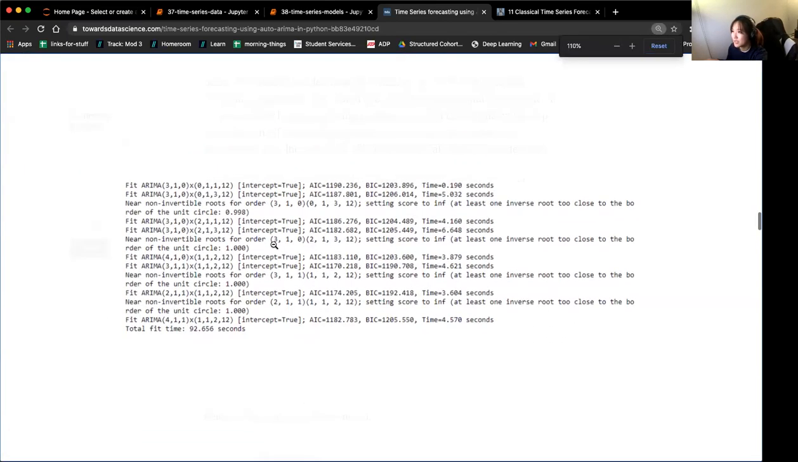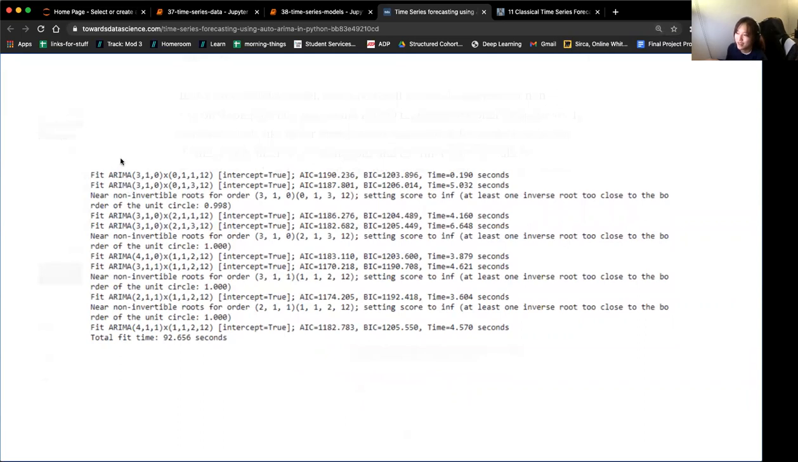So you can see here, I hope you all can see. Let me zoom in. You can see here they are fitting these ARIMA models with these different PDQ values, and then you can see the AIC and BIC scores for this.